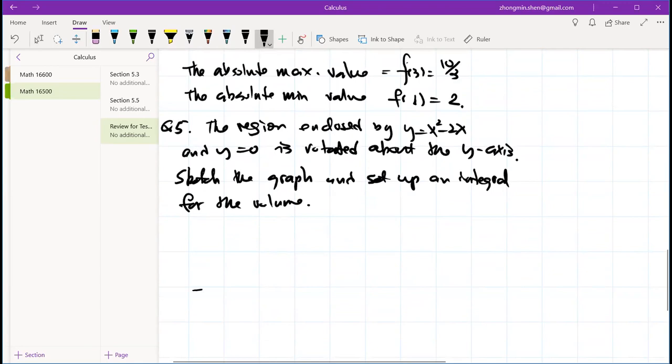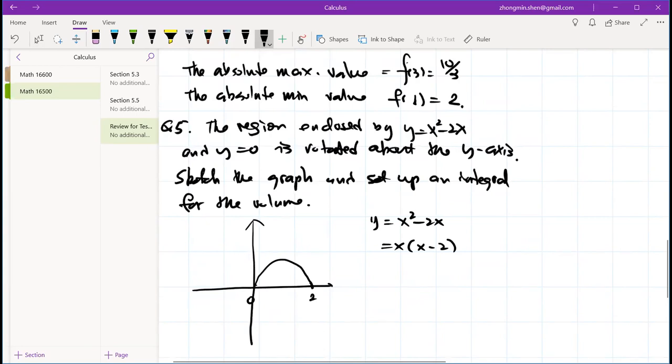So step one, draw the 2D graph. The curve y equals x squared minus 2x is a parabola. You can quickly draw the parabola because, as you know, it has two intersection points, 0 and 2, and it opens downward. And y equals 0 is the x-axis. So this is the graph, and this is the region we're talking about.